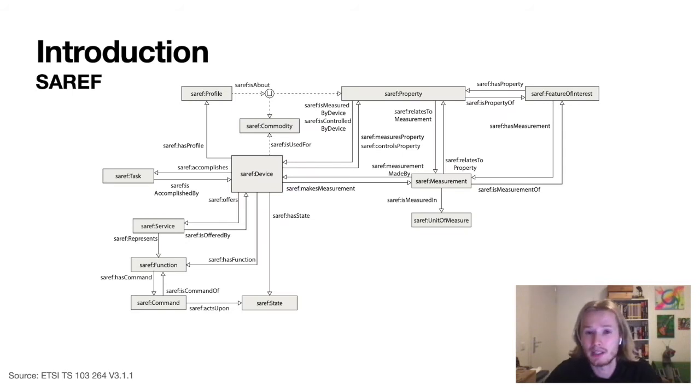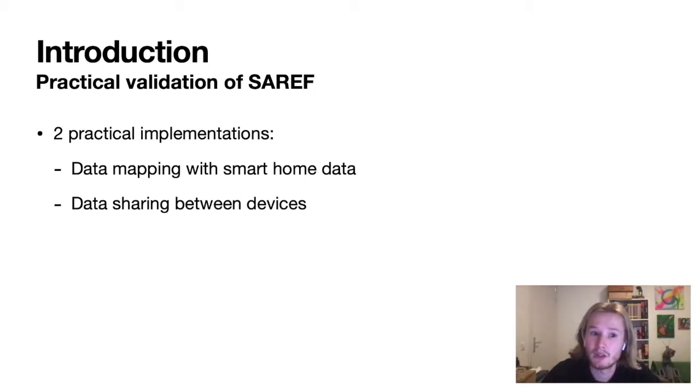One of these ontologies is the SAREF ontology, which started development in 2013, and it has been validated before in the past, but not on how well it can be used as a practical implementation, which this paper focuses on. This paper validates the SAREF ontology on its practical implementation by creating two implementations of the SAREF ontology. The first being a mapping of data from a smart home to a knowledge graph using SAREF. The second one explores data sharing between different devices using an interoperability framework.